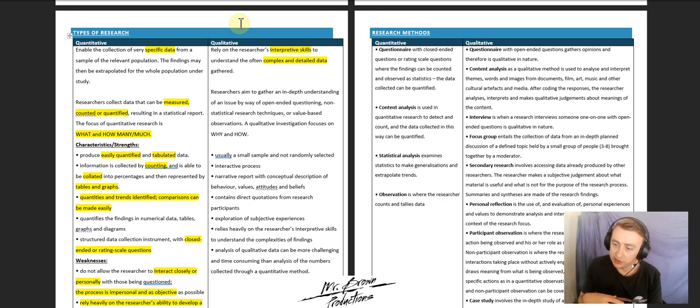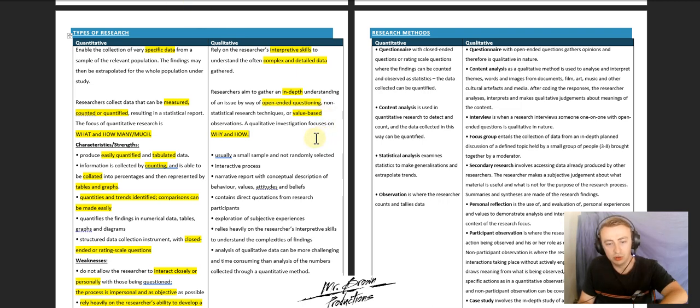But qualitative research is really about the interpretive skills, the complex and detailed data, and it's very much about the why and how. That's a really good way of thinking about qualitative data. It's about the why and how. So what this includes is in-depth understanding. It's not just a superficial surface number. It's not just saying 52%. It's giving the why behind it. So it's in-depth, and it's very much asking open-ended questions and using non-statistical research techniques or value-based observations.